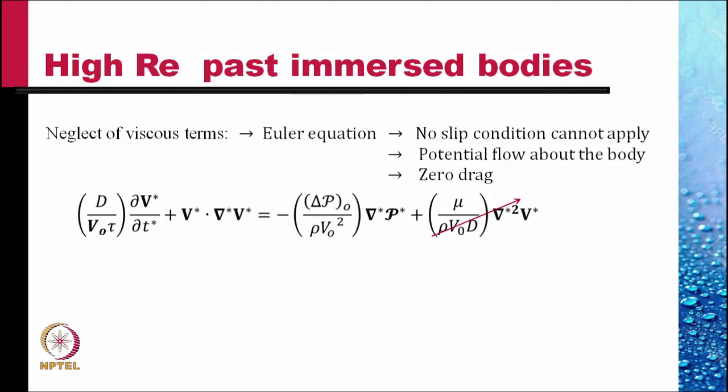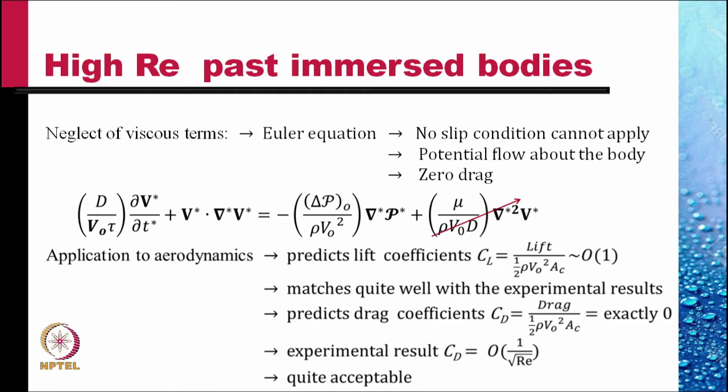If Reynolds number is large, that is, if we are considering a high Reynolds number flow past an immersed body, then we can neglect the viscous terms. And that leads us to the Euler equation. The Euler equation can be solved relatively easily. We cannot apply the no slip condition at the boundary. This gives potential flow about the body, and as seen before, this leads to zero drag on a two-dimensional body.